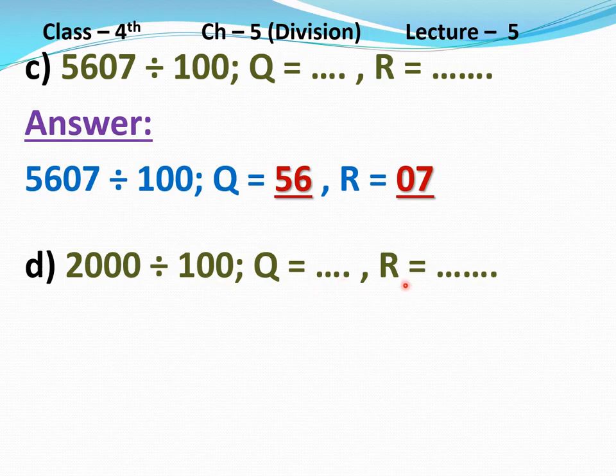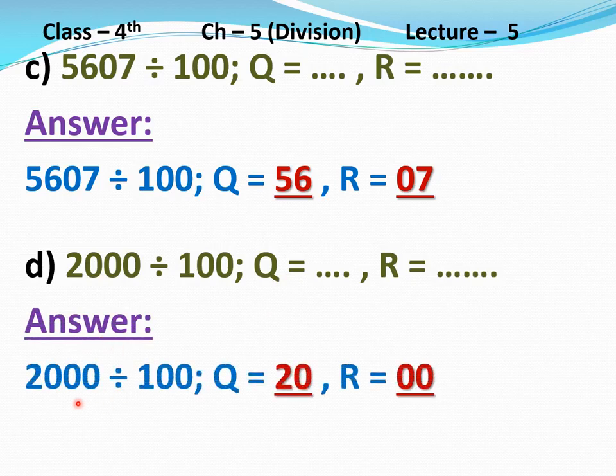Quotient equal to dash, remainder equal to dash. See, the divisor is 100. So the number formed by the last 2 digits of the dividend, that is 0 and 0, that will be the remainder. And the number formed by the remaining digits, that is 2 and 0, the number formed is 20, that will be the quotient. Write down the answer: 2000 divided by 100. Quotient equal to 20, remainder equal to 0.